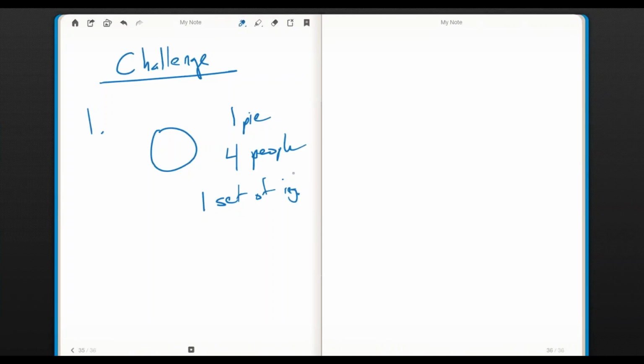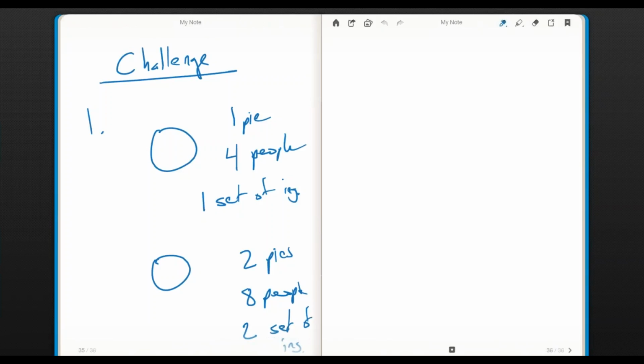Well, how many times the ingredients? 4 people need 1 set of ingredients. If I have a second pie, we'll count these together. This is 2 pies. It's going to be 8 people and 2 sets of the ingredients. So what does it say? How many are needed to serve P people?